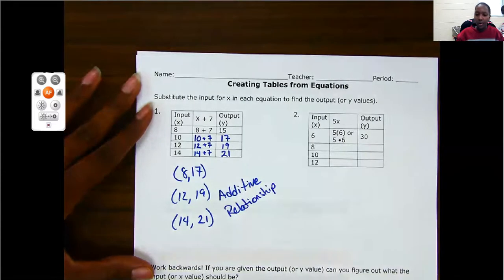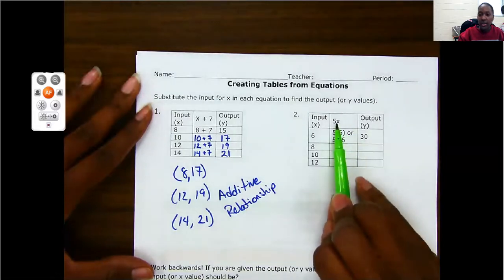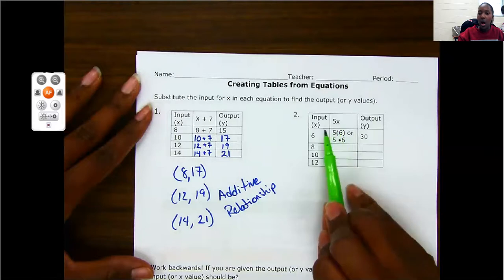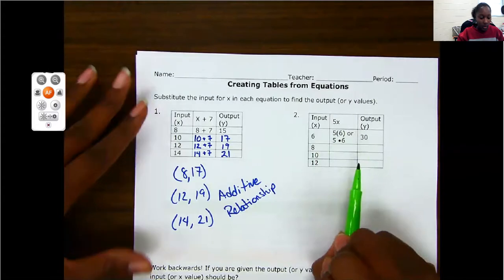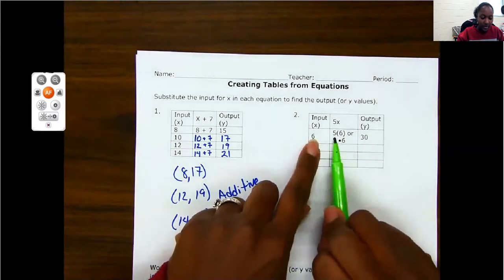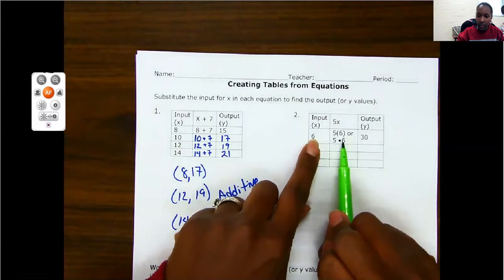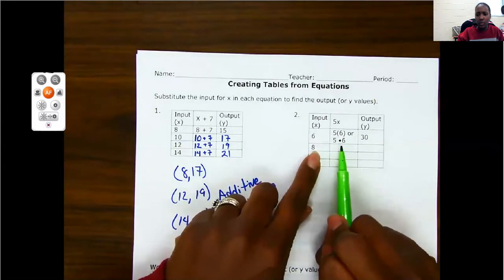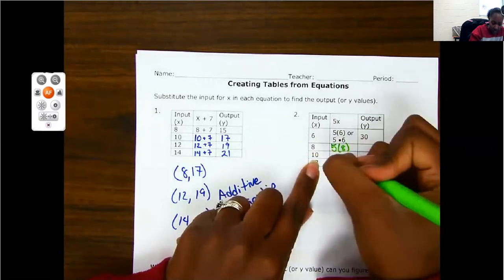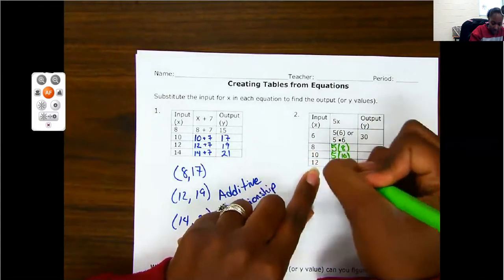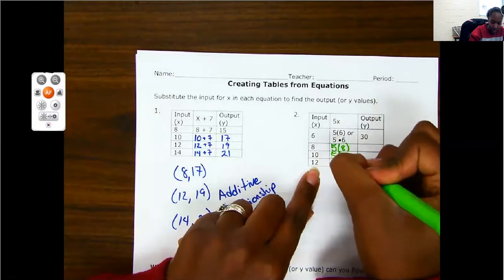All right, let's look at another one. My equation is 5 times x. And no, the x does not mean times anymore. Remember, when a letter and a number are next to each other, that means multiplication, okay? Our x's are given. They want us to find our y's. So look, our first x was a 6. So 5 times 6, or we could have put the little dot in between. I like using the parentheses, so we're going to do that. Our next x is 8. Then we have 10, and then we have 12, okay?